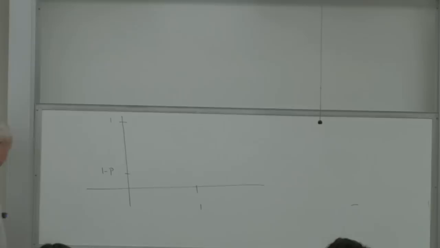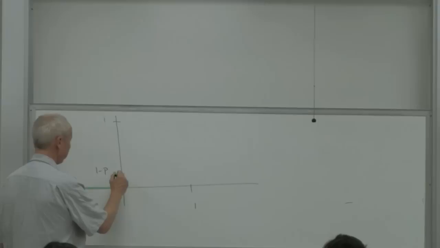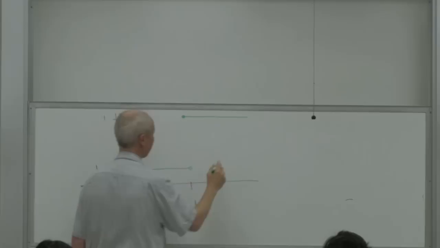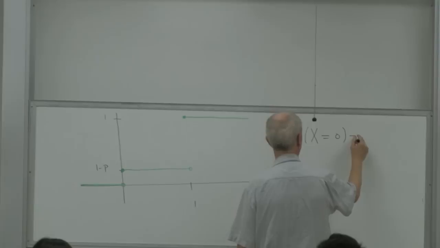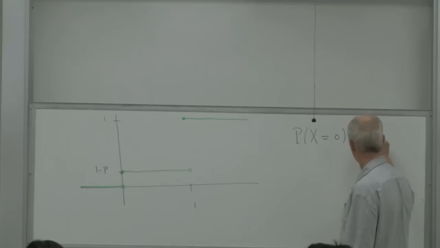Zero up to but not including the value x equals zero. It jumps to 1 minus p at zero, stays there until you get to 1, then it jumps to 1 and stays there. And from this graph, you can read out the following pieces of information: the probability that capital X is zero is the jump at zero, and the jump at zero is 1 minus p.